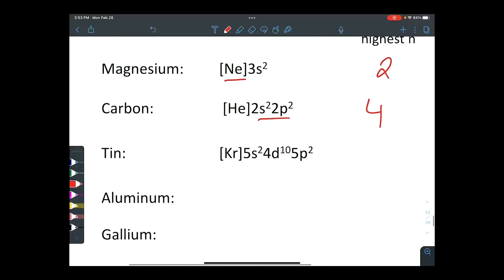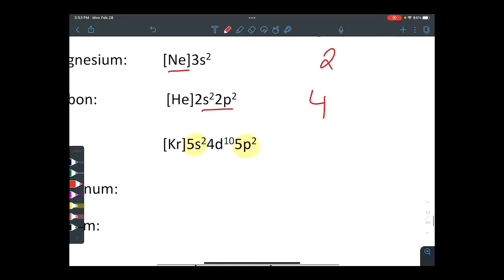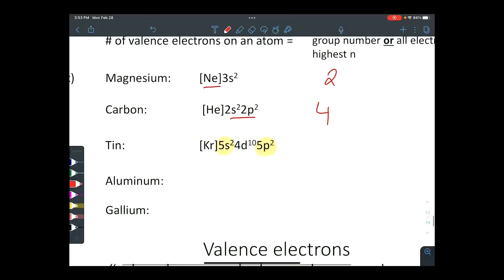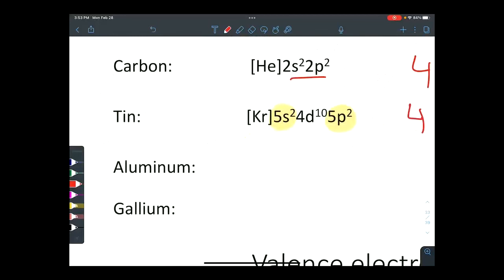Tin. So this is when things get heavy, it's a little bit different. So tin. Here's the electron configuration. You only count electrons that are in the highest N. So you count your 5s. Do you count 4d? No, because it's lower. But you also count 5p2. So how many valence electrons? What? 4. Okay, what group is tin in? It's in 4A.